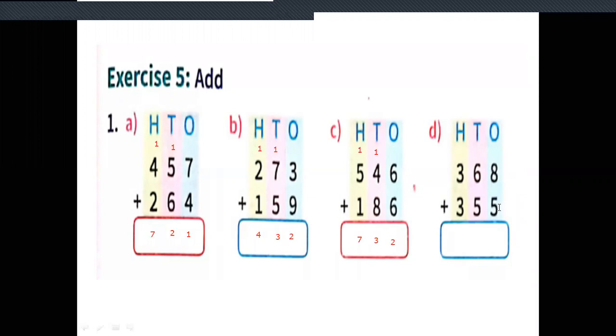See here, 8 plus 5. 8 plus 5 is nothing but 13. In 13, 3 you will write here and 1 you will carry over to the tens place. Now 1 plus 6 is 7. 7 plus 5 is 12. So 2 you will write here and 1 you are carrying over to the hundreds place. So 1 plus 3 is 4. 4 plus 3 is 7. So 7 you are writing here. So 368 plus 355 is equal to 723.